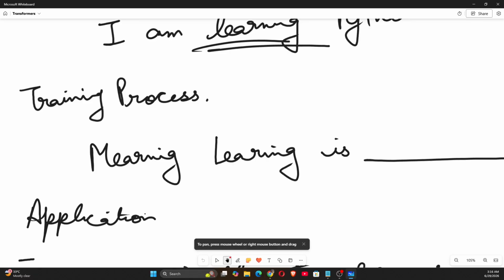Now comes the training process. We work with a huge dataset of billions of sentences. The objective is just one, predict the next word. Example, for machine learning is, the expected words are awesome, powerful, interesting. The model updates weights and repeats this billions of times.